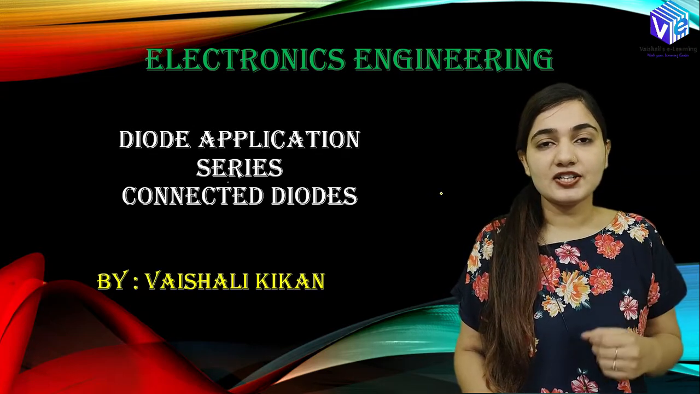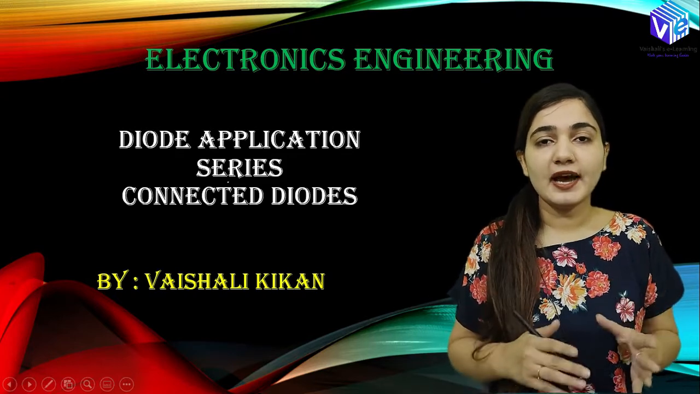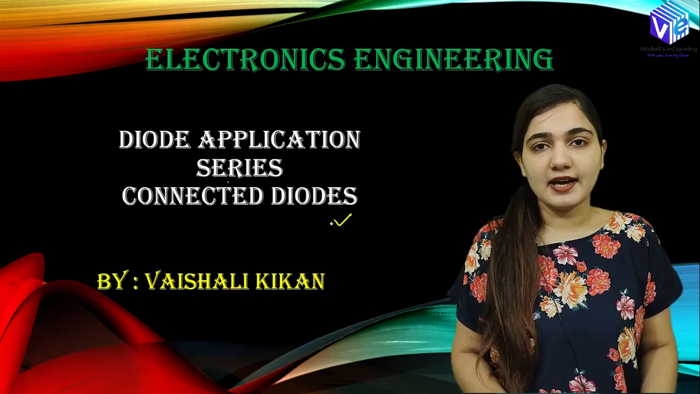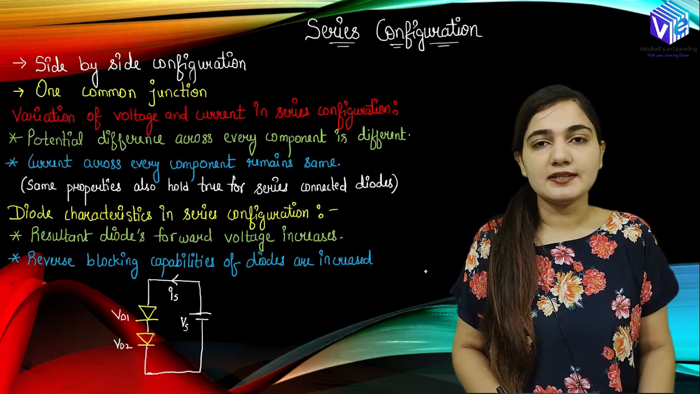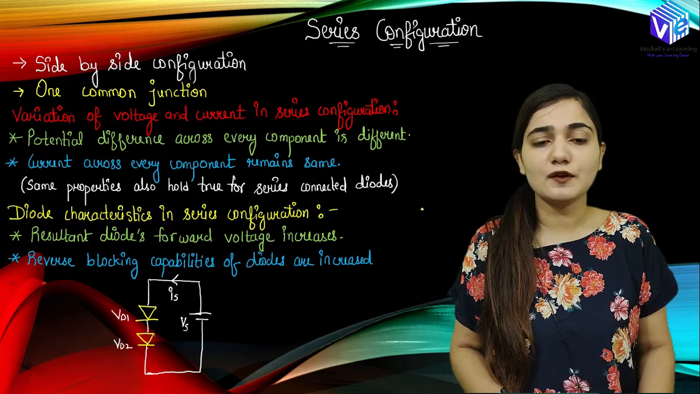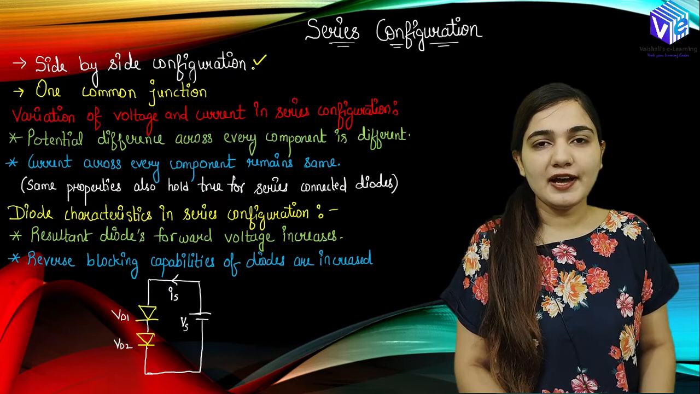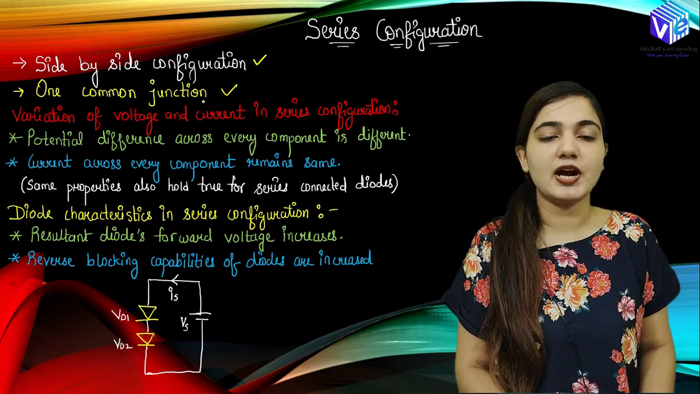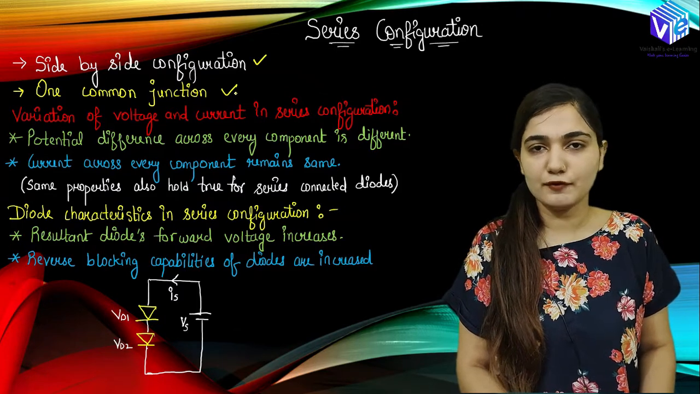So let's start our discussion, but before talking about the applications we should understand what happens when I connect diodes in series and parallel. Today we are going to talk about series connected diodes, right? Now I have two diodes which are connected in series. When I connect two diodes in series, it is also known as a side by side configuration, right? Both of the diodes are connected side by side and they have only one common junction, right? If we have one common junction, then the series connection would be there.